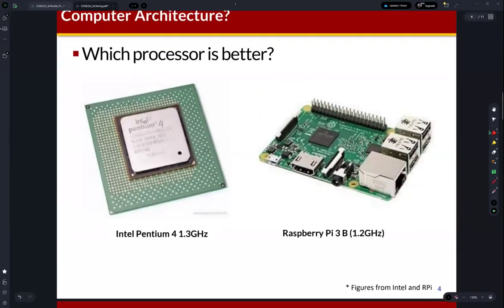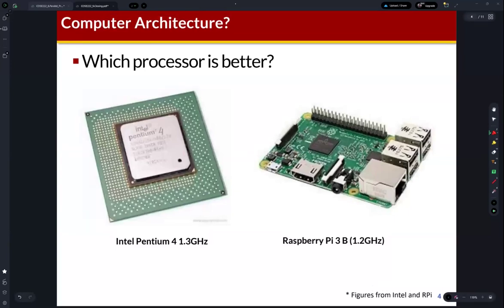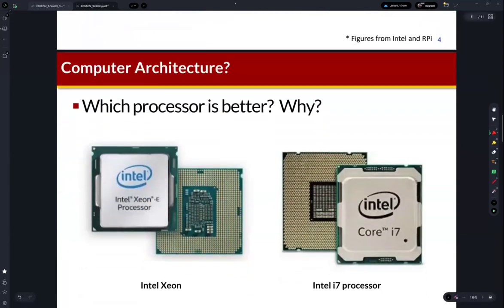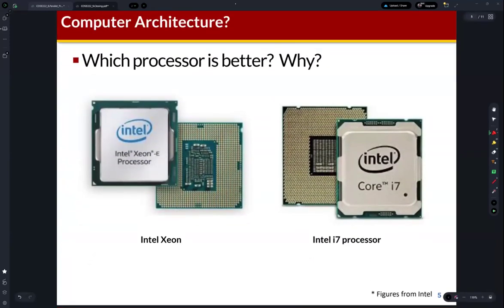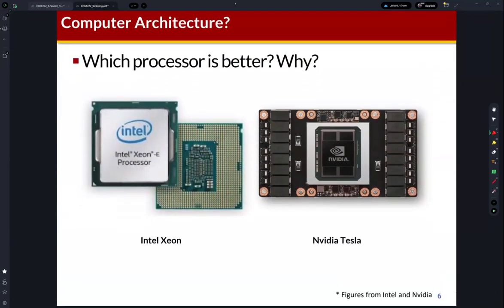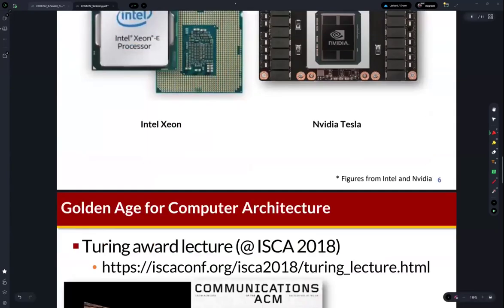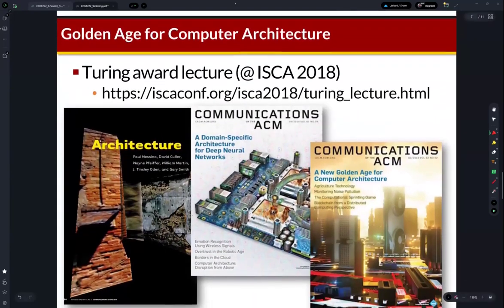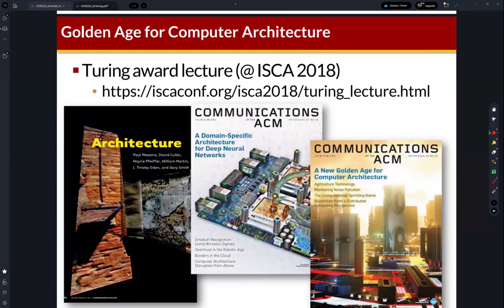Now you can explain which processor is better: Intel Pentium 4, Raspberry Pi 3, Intel Xeon, and Intel i7. This is a server CPU, and this is a personal CPU, and then Intel Xeon and NVIDIA Tesla. If you are interested, you can watch the Turing lecture video. This Turing lecture was given by the authors of the textbook, David Patterson and John Hennessy.